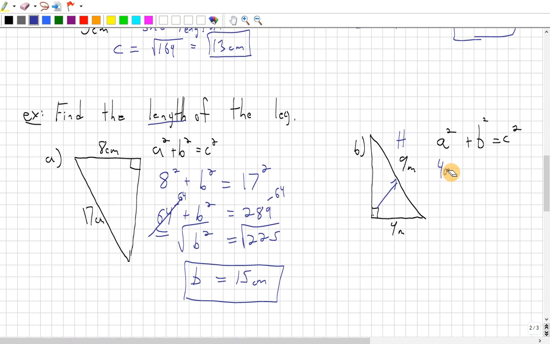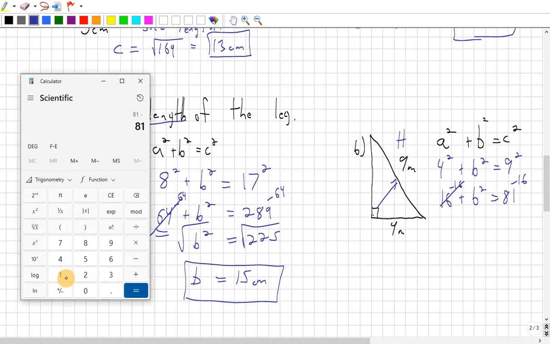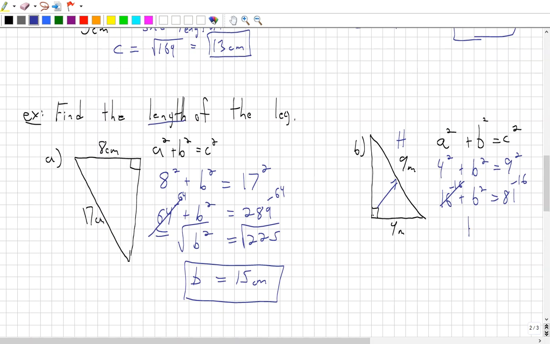So I have 4 squared plus B squared is equal to 9 squared. 4 squared is 16, plus B squared is equal to 81. Next step, I have to get rid of the 16, so I do a little bit of algebra. I subtract 16 on both sides. So on the left-hand side, it's gone. 81 minus 16. Again, if you can't do it in your head, don't worry about using a calculator. It's okay. So B squared is equal to 65.